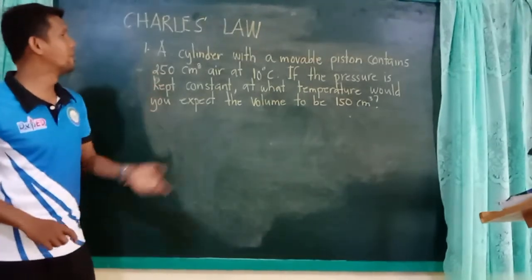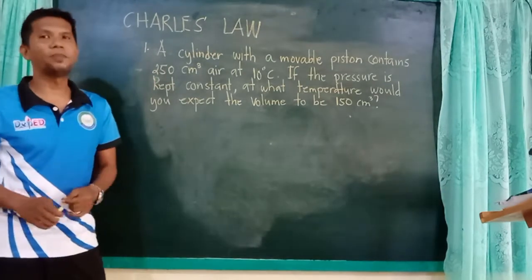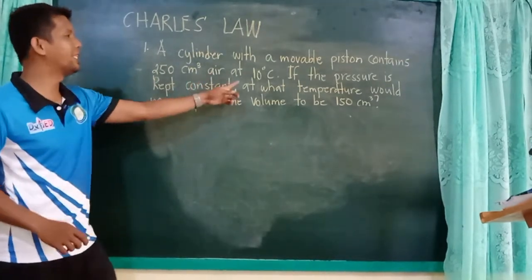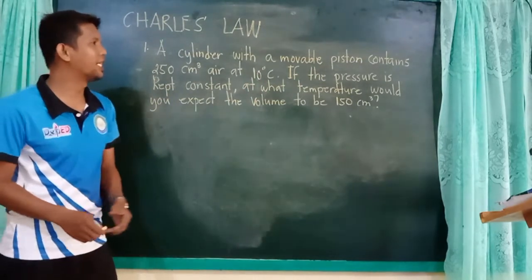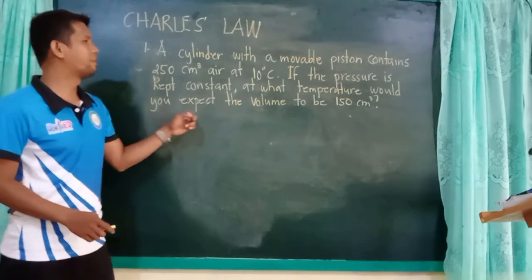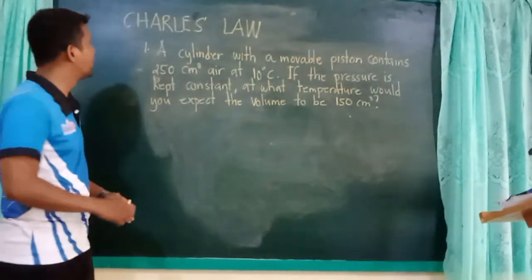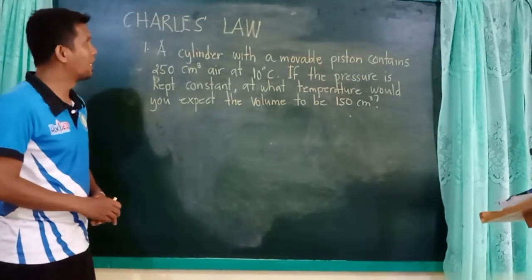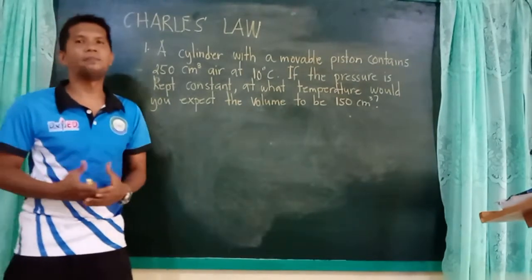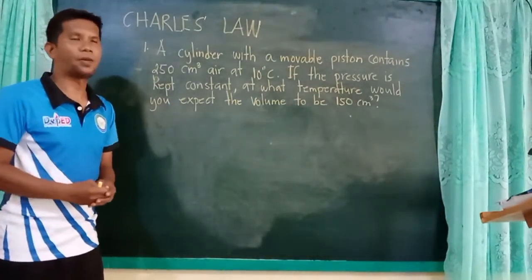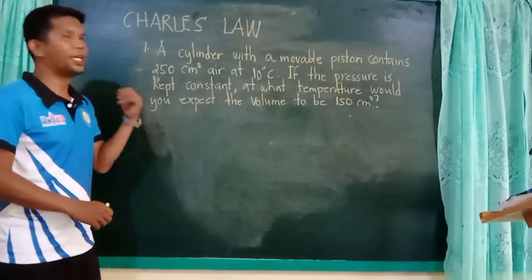Now, for problem number 1, a cylinder with a movable piston contains 250 cm³ of air at 10 degrees Celsius. If the pressure is kept constant, at what temperature would you expect the volume to be 150 cm³? Remember that when we're talking about Charles' law, we're talking about the relationship between the volume and the temperature at a constant pressure. So we are going to focus on the volume and the temperature.